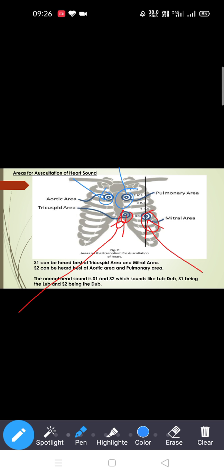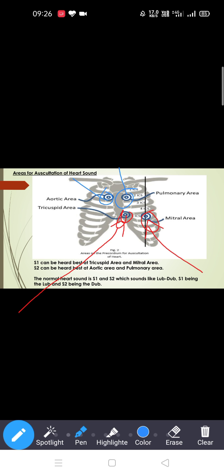Okay, then the normal heart sounds are S1 and S2, which sound like a lub dub. Okay, the heart sound sounds like a lub dub. Okay, and S1 sounds like a lub, and then S2 sounds like a dub.